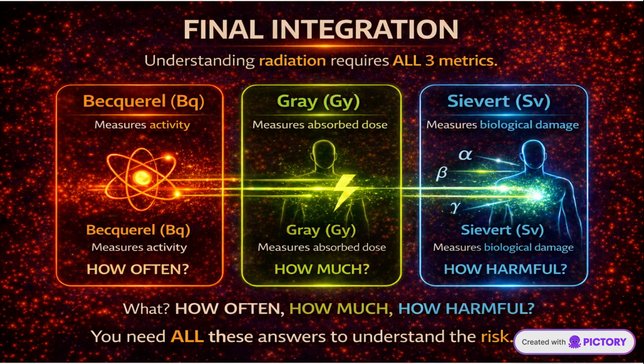Now everything becomes clear. Becquerel tells us how frequently radiation events occur. Gray tells us how much energy is absorbed. Sievert tells us how harmful that energy is to life. 3 units, not because physics is complicated, but because reality itself has multiple layers. To truly understand radiation, you must see all 3 together. 1 phenomenon, 3 perspectives. And now, the confusion disappears.